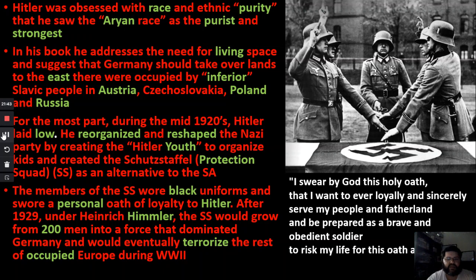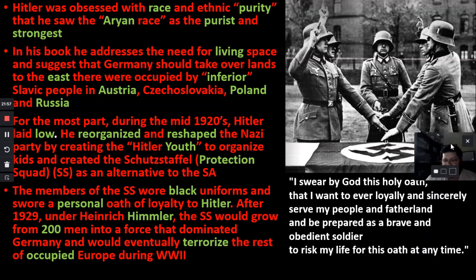And yeah, members of the SS wore these black uniforms, and they had to swear a personal oath to Hitler. And this was the oath. Let me move this little video thing right here. And this is the oath they would have to say basically every day, like you're seeing in that picture right there.